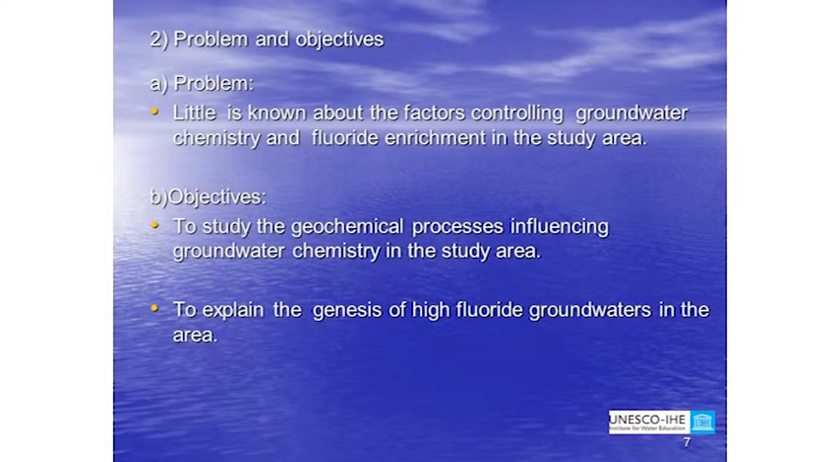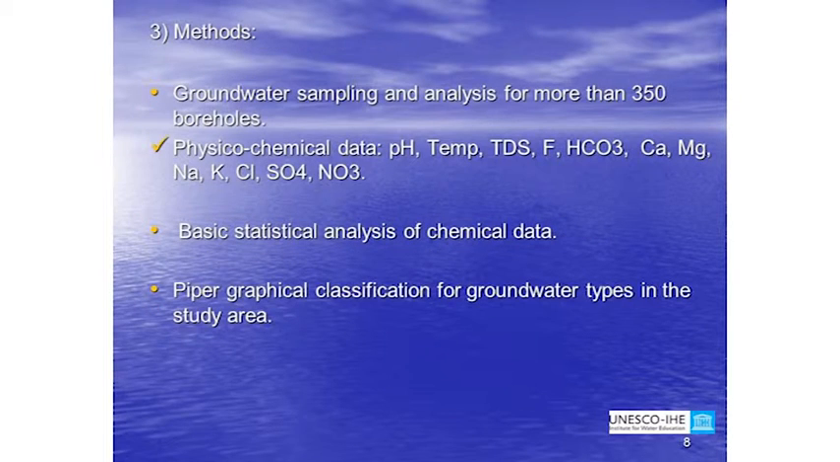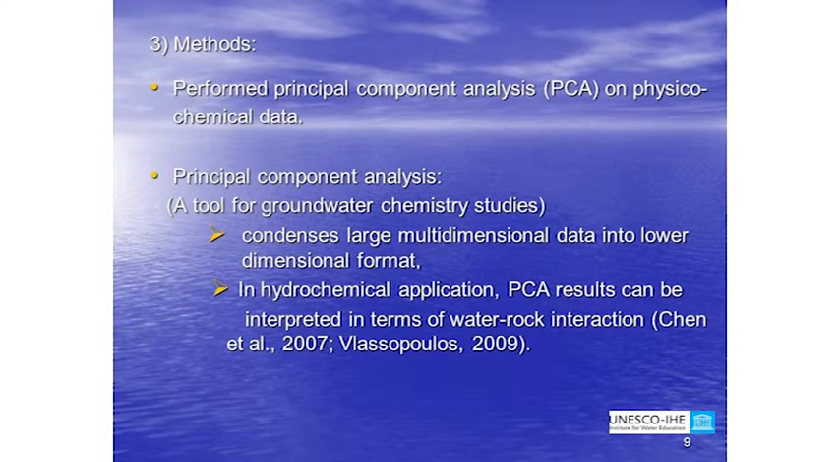Now, the method I used for this study was to sample groundwater from that area. I picked samples from about 350 boreholes and analyzed for some chemical parameters, which include fluoride, bicarbonate, calcium, sulfate, and nitrate. Then I did basic statistical analysis of the chemical data. Then I also used Piper diagrams or Piper classification to try to determine the groundwater types in the area. Then I also used principal component analysis.